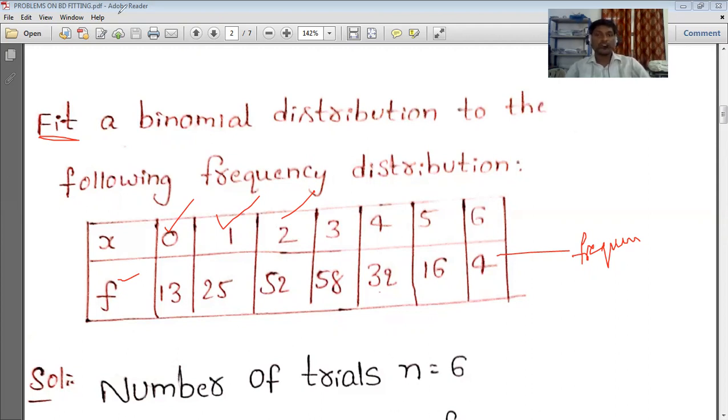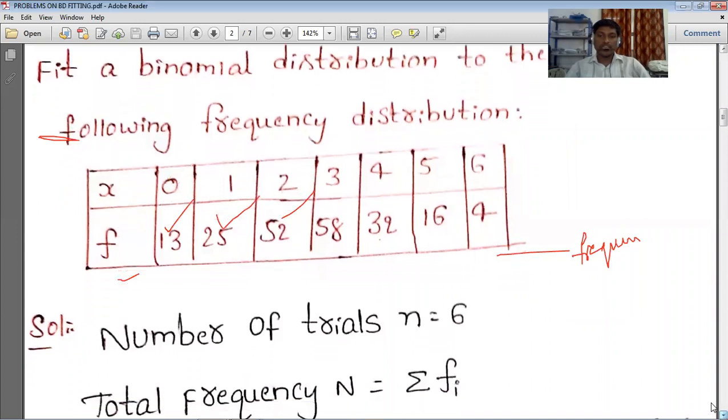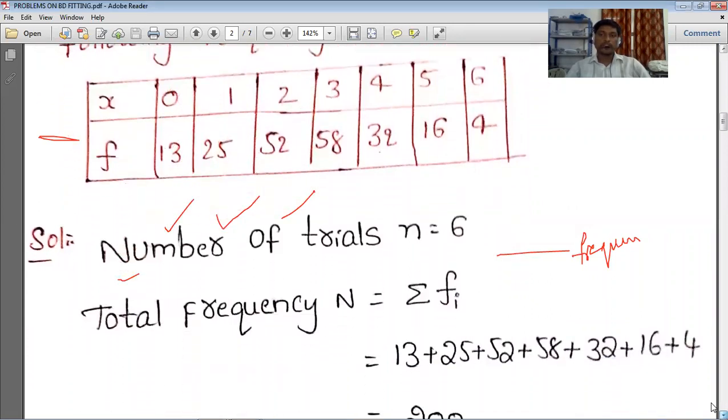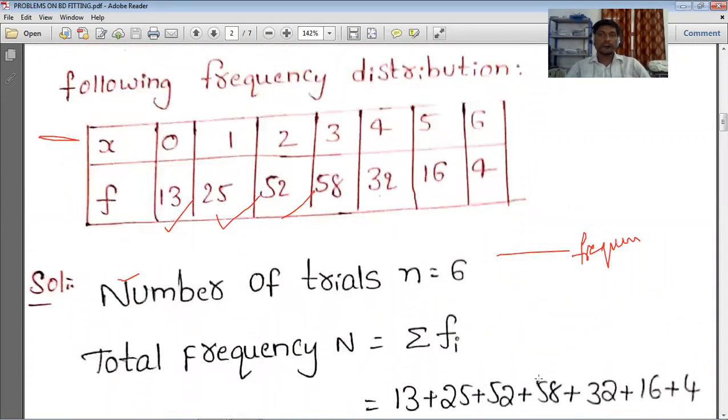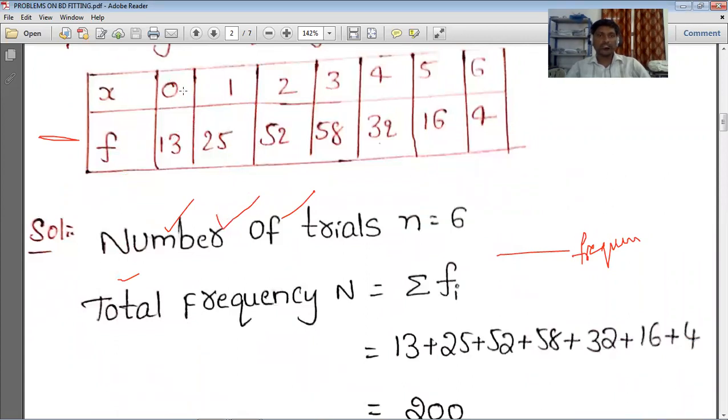Now what we require are small n, p and q. So here n is the number of trials. How many trials do they give? 6 trials: 1, 2, 3, 4, 5, 6. So the number of trials is n equal to 6.